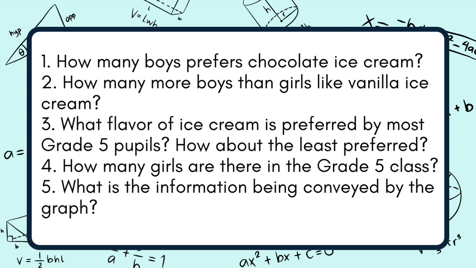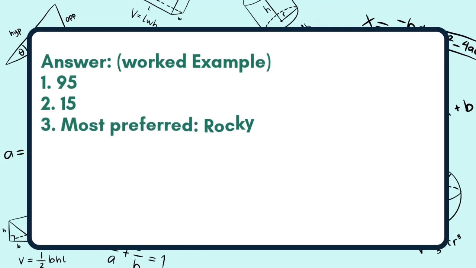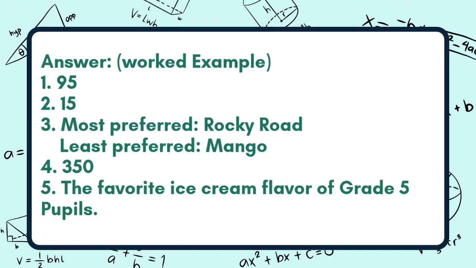Number 4, how many girls are there in grade 5 class? It's 350. And what is the information being conveyed by the graph? The favorite ice cream flavor of grade 5 pupils. Alright.